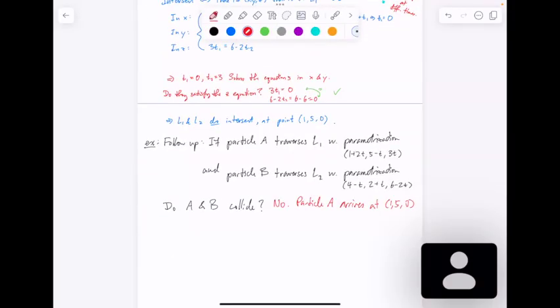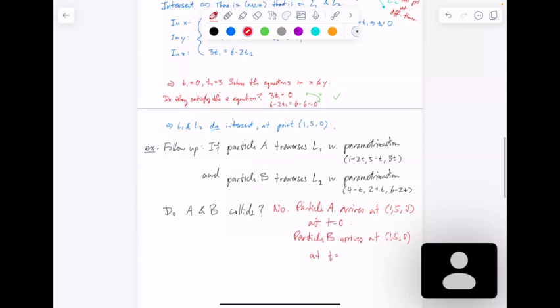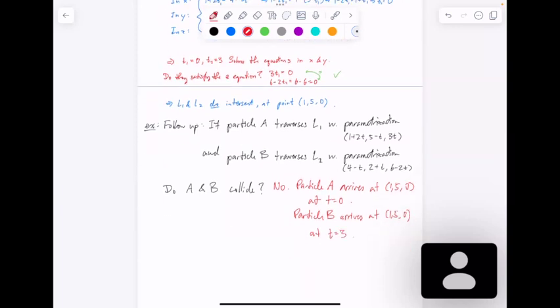So particle A arrives at 150 at t equals 0. Particle B arrives at 150 at t equals 3. All right, so that's a little bit on the intersection of lines.